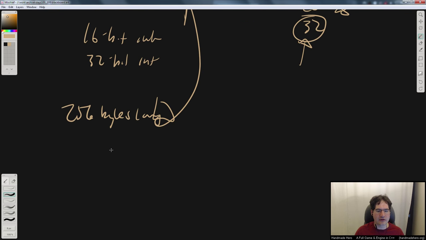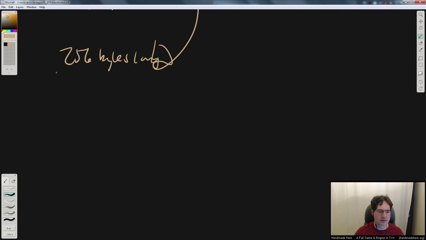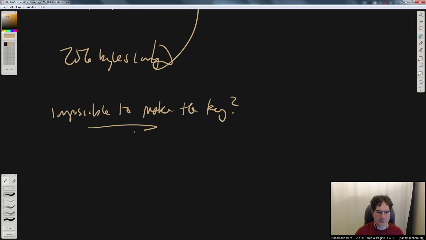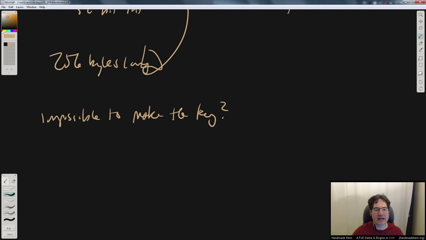The other thing is it may be impossible to make the key. If I'm going to sort on things, it may be that I need to compute something that happens between these two things that is not representable as a quantity. Now, I know that sounds a little weird and you're like, what are you talking about? Well, let's say we were trying to sort based on the Euclidean distance between two things.